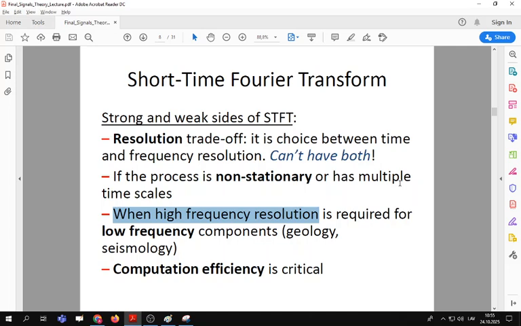That's why those radio astronomers, geologists do need so much data and take such long measurements. Another issue is, of course, computation efficiency, because now we no longer have just this fast Fourier transform and that's done, but we have to split into segments.